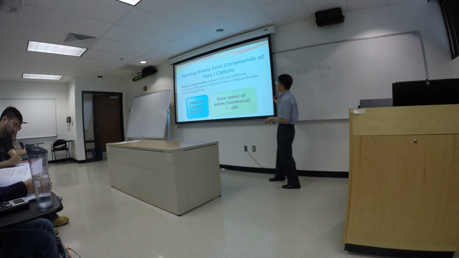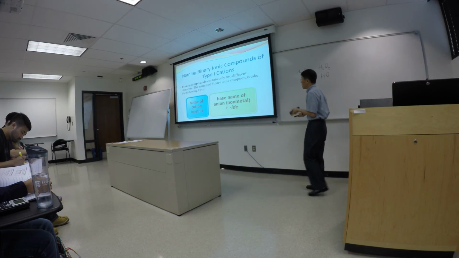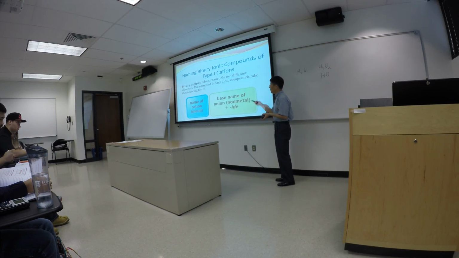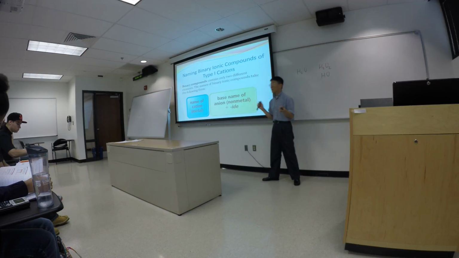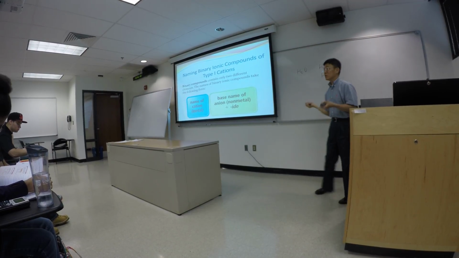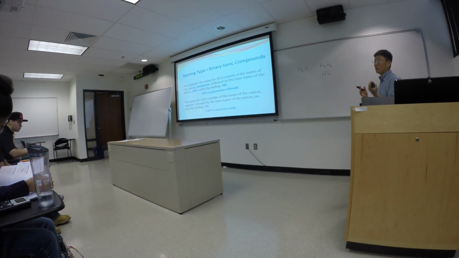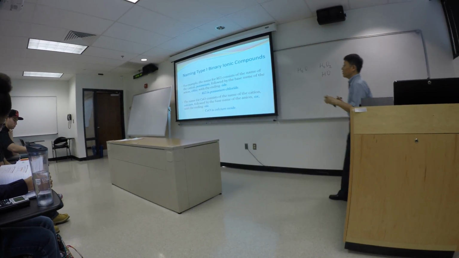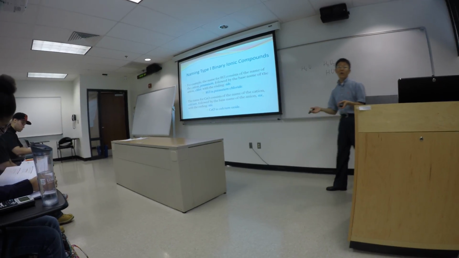Okay. So for type 1 ionic compounds, the nomenclature is simple. These are the basic groups. If you know the name of the metal and the name of the non-metal, this is how you put them together. So KCl, potassium chloride. CaO, calcium oxide. That's how you name the binary compounds.